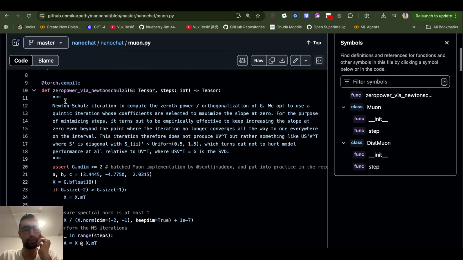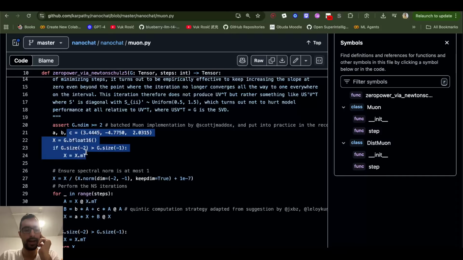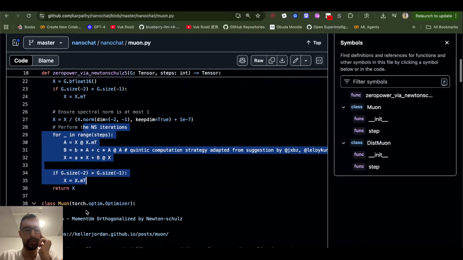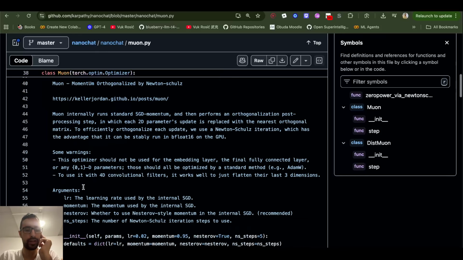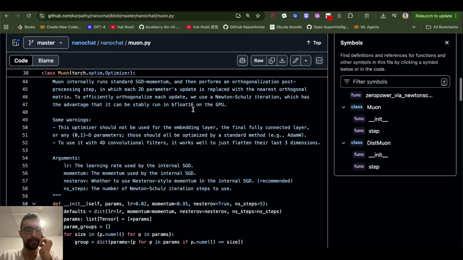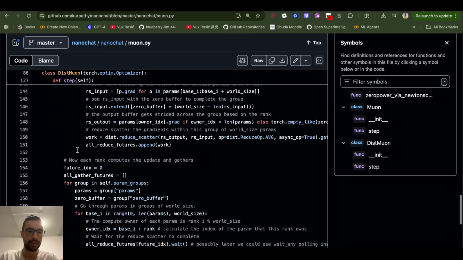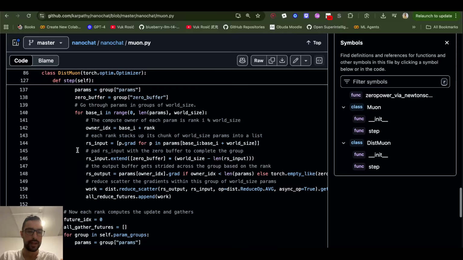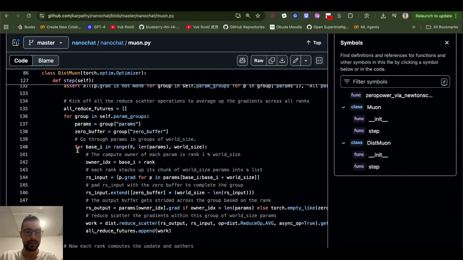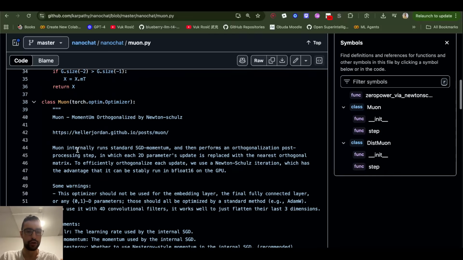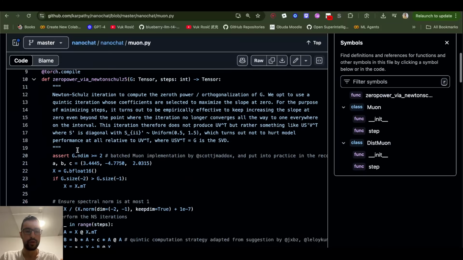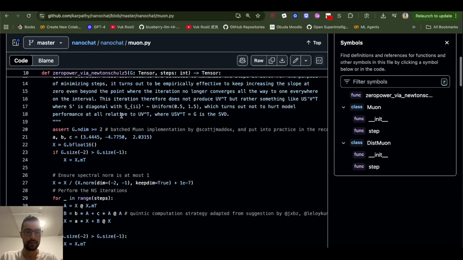So we have our Newton-Schulz iterations. He just copy-pasted this. This is just copy-pasted from Keller Jordan here. Yeah, Keller, this one. And then distributed, this is just copy-pasted. It's just a classic muon where you take a matrix, you make it orthonormal in a few iterations using Newton-Schulz iterations here.